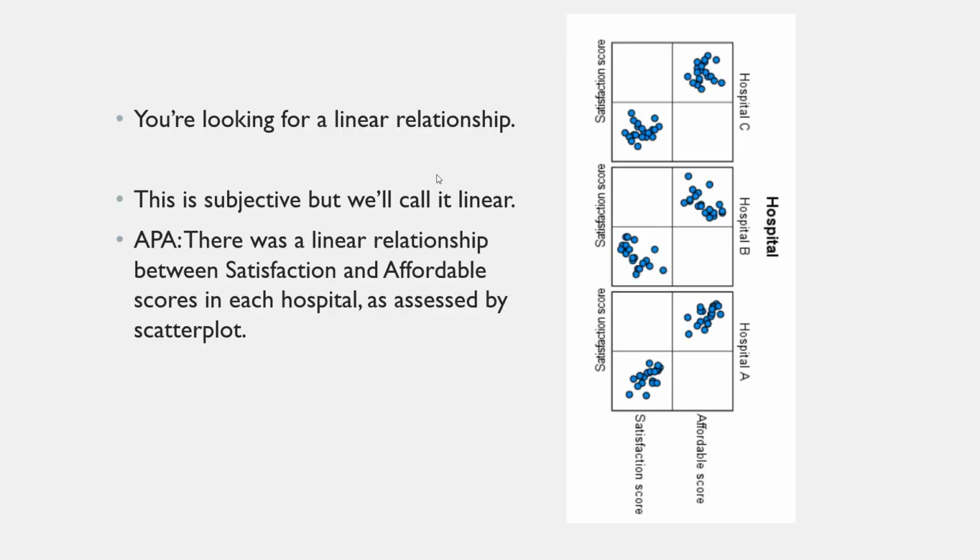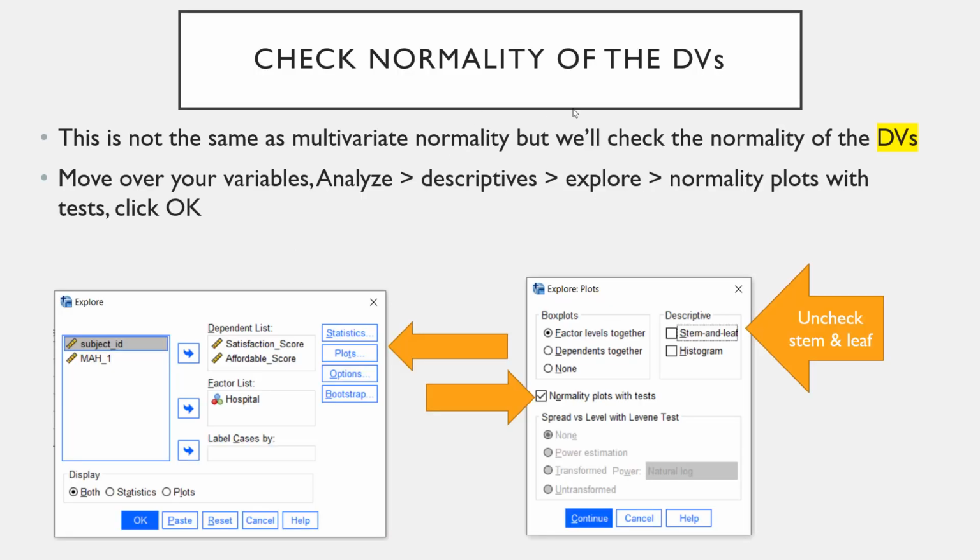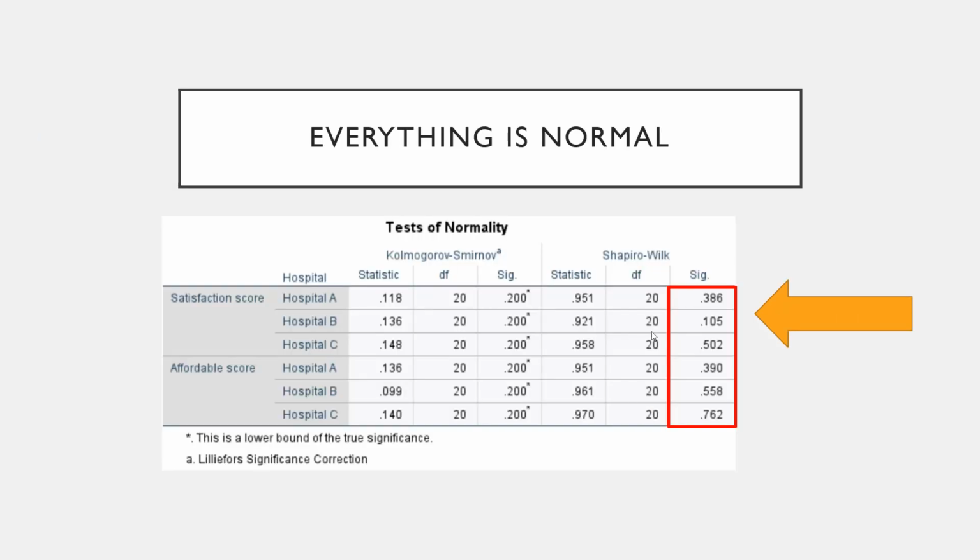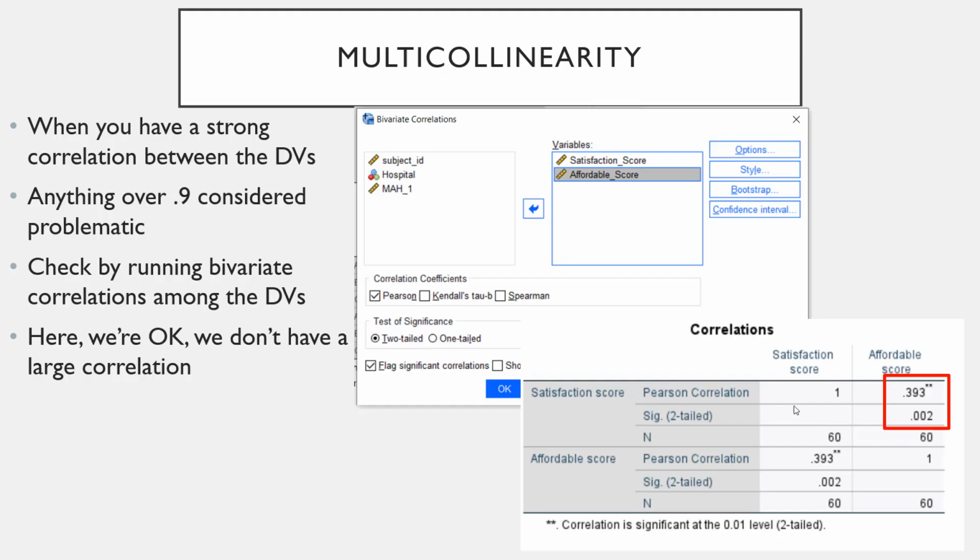Okay, so you're looking for a linear relationship. This is subjective, but we're going to call this linear. Mostly this one, this one, this one, maybe not so much these here, but we're going to go for it. So then we want to check the normality of the dependent variables. This is not the same as multivariate normality, but we'll check the normality of the dependent variables. So you move over your variables, Analyze, Descriptives, Explore, Normality Plots with Tests, click OK. We've done this before. Uncheck the stem and leaf. And then we see that we have normal distributions among the hospitals in each level of the dependent variable.